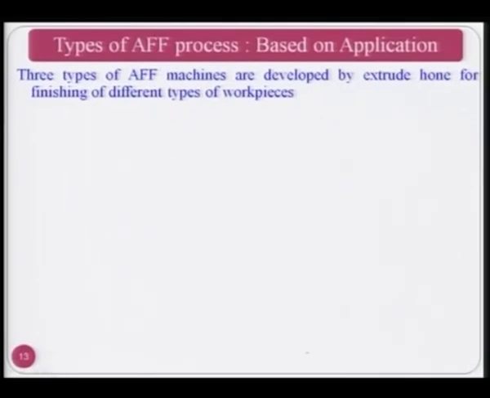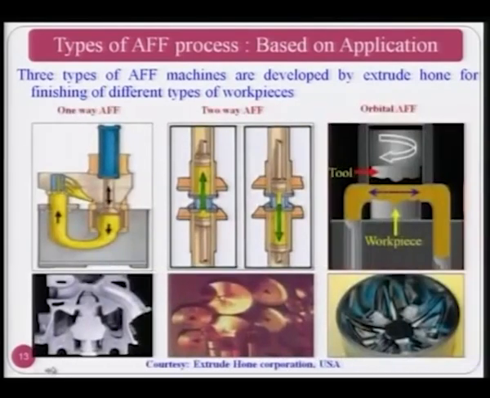Three types of abrasive flow finishing machines are developed by Extrude Hone for finishing of different types of workpieces. You can see shown over here, this is by the courtesy of Extrude Hone USA. Now this is the one way abrasive flow finishing process. Here is the component which has the blind cavities, 4 cavities, 5 cavities are shown over there.